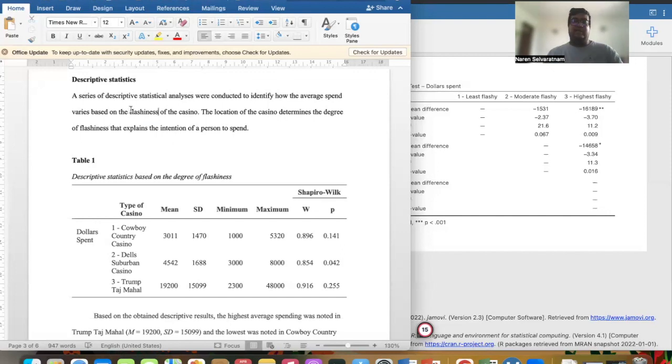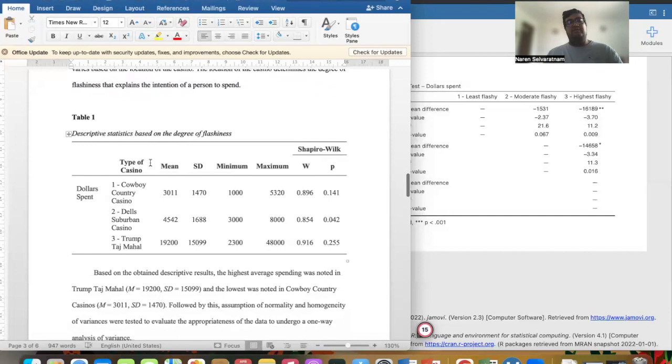Now here, if you put flashiness here, this sentence is not required, but I have already included that sentence, so I'm going to just undo this and keep this as location, so it all makes sense. Okay, now this is my table one. Now when I copied and pasted, it only gave me the table, but I included this as table one, and then I gave a bit of a description here to indicate what the table is going to be.